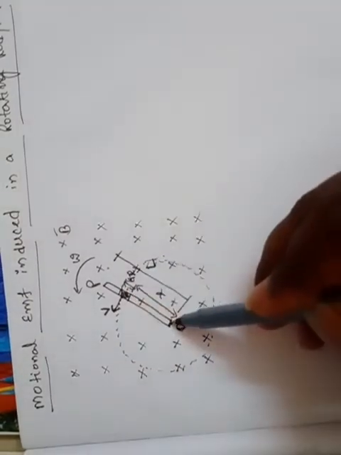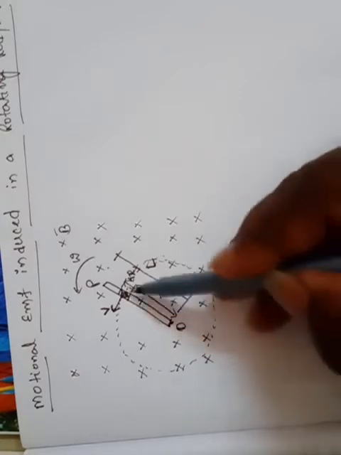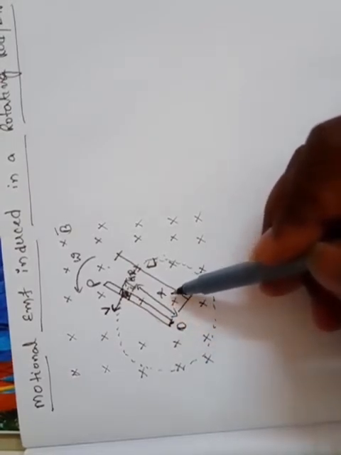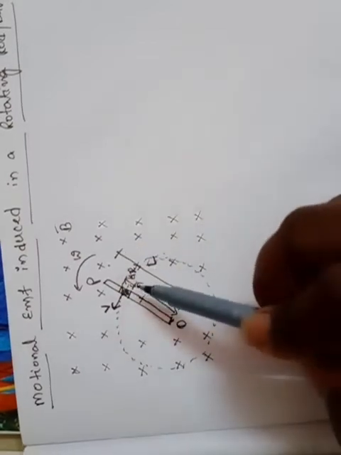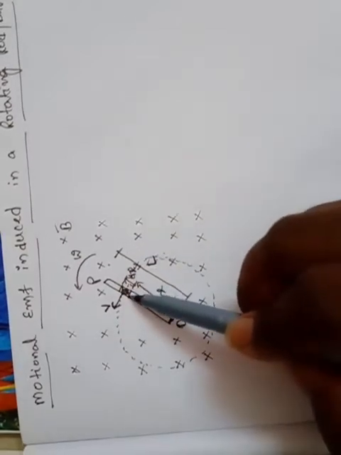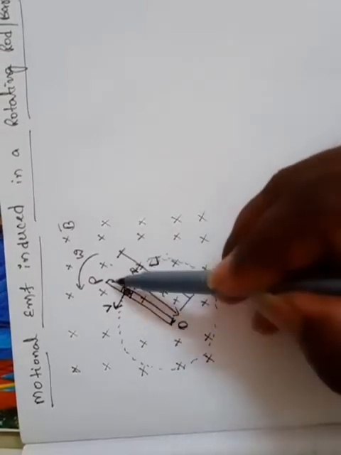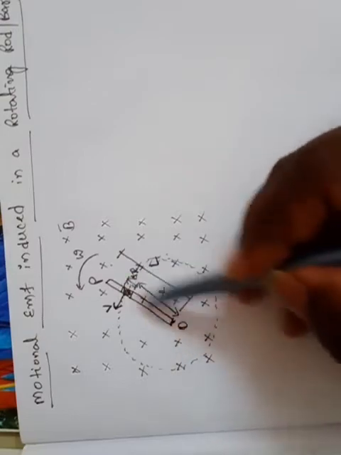For this element, what is the center? The center is at point O. And what is the radius? The radius is x. First we'll calculate how much EMF is induced on this elemental length. Later we'll apply integration to get the EMF induced on the whole length.